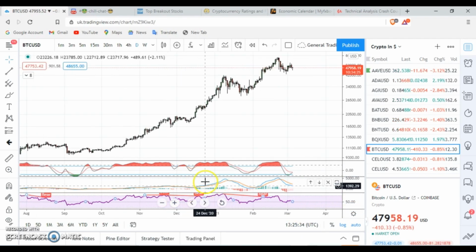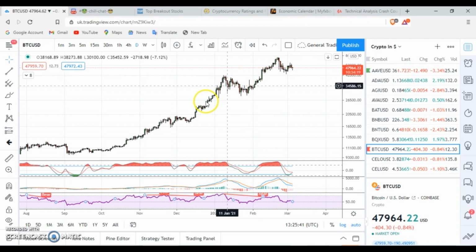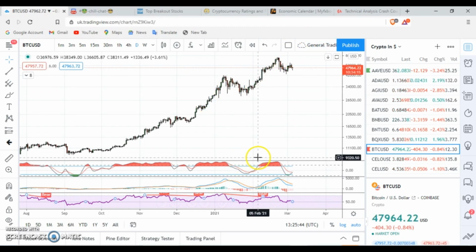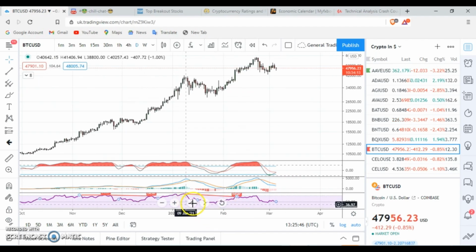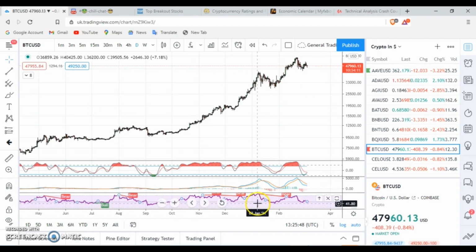RSI divergence is basically whereby the pattern of the RSI is different to the pattern of the price, and when there's a divergence, there's likely to be a price correction. So for example, here I'll just show you with this Bitcoin example, which is perfect, right?